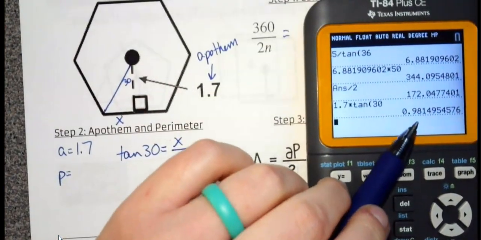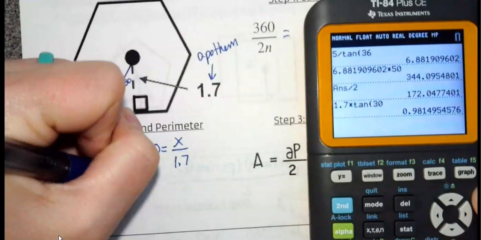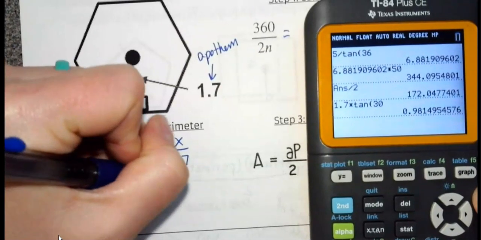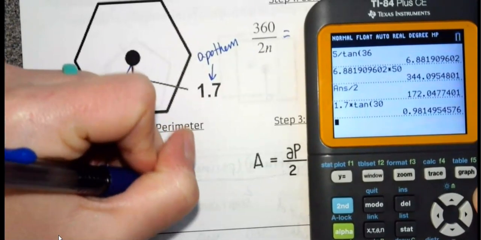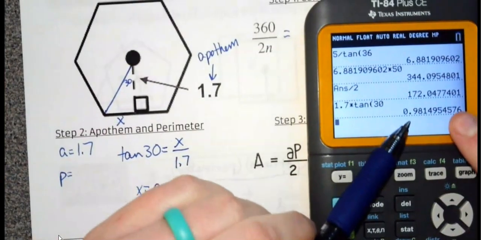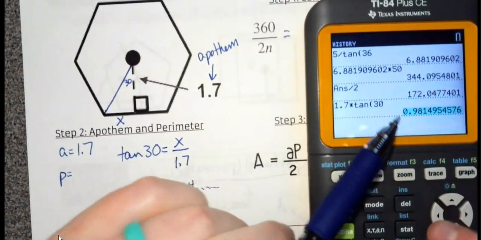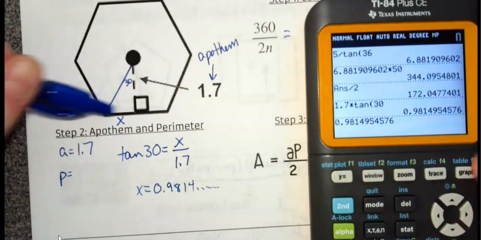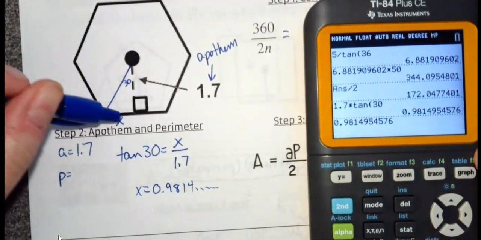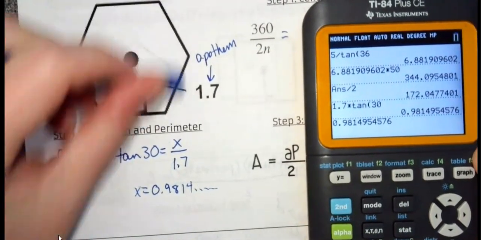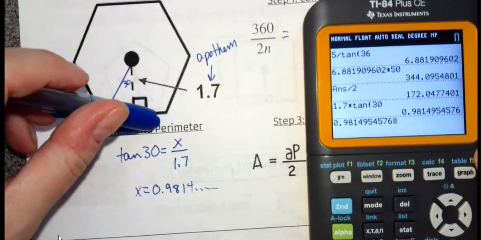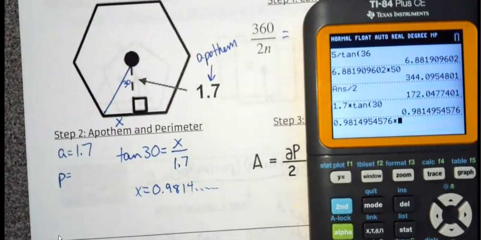So we're going to take this number and use it to solve for the perimeter, because x is like 0.9814 and it just goes on. But let's turn this into the perimeter. How do we do that? Well, it's half of a side. So you need to multiply it by 2 and then multiply it by the number of sides, which is the same as just multiplying it by 12.